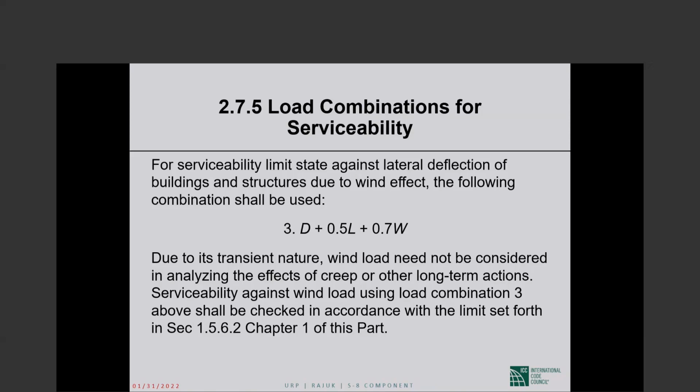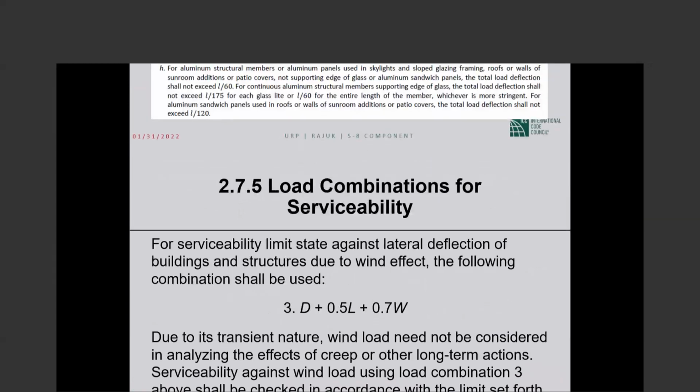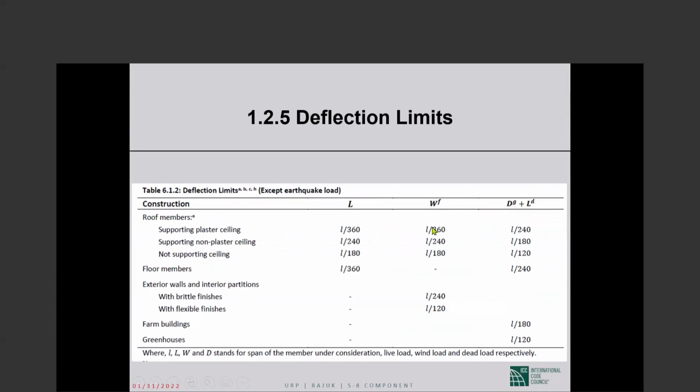That is too high a load for a serviceability check. Serviceability check should be under more frequent wind that comes much more frequently than once in 50 years. So serviceability is typically checked under 10-year return period wind. And the 0.7 factor converts 50-year return period wind into 10-year return period wind. Okay. So you see that in the table also.